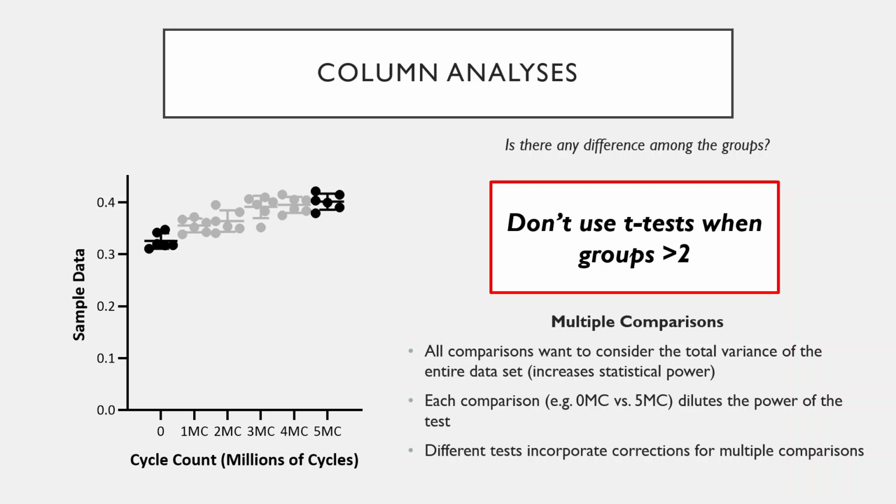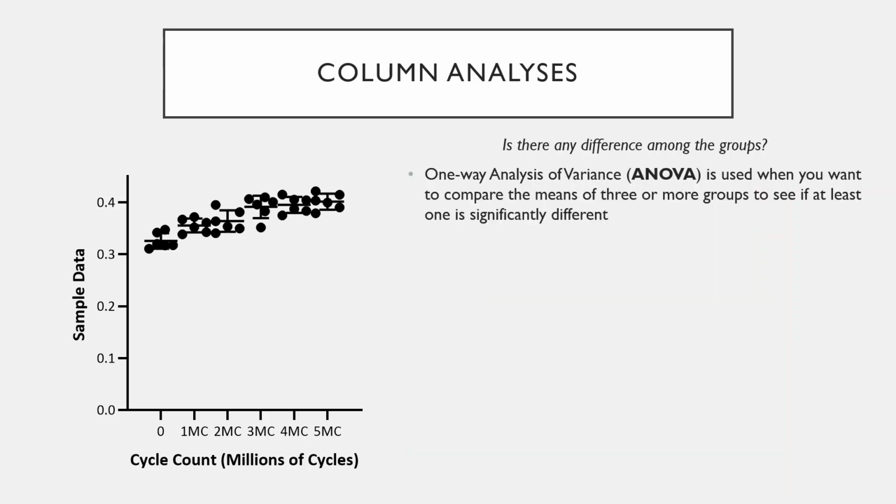So to go back to that question, is there any difference among the groups? It'd be more appropriate to do an ANOVA test, which first really answers the question, is there any difference among the groups? And it's the first step in understanding, whenever you have means of 3 or more groups, whether at least one is significantly different.